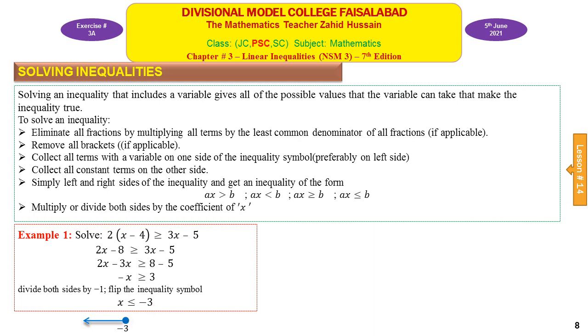On the number line, at number -3 you will draw a circle, and you will shade this circle because this inequality symbol has the sign of equality, and you will draw an arrowed line towards the left hand side like this.